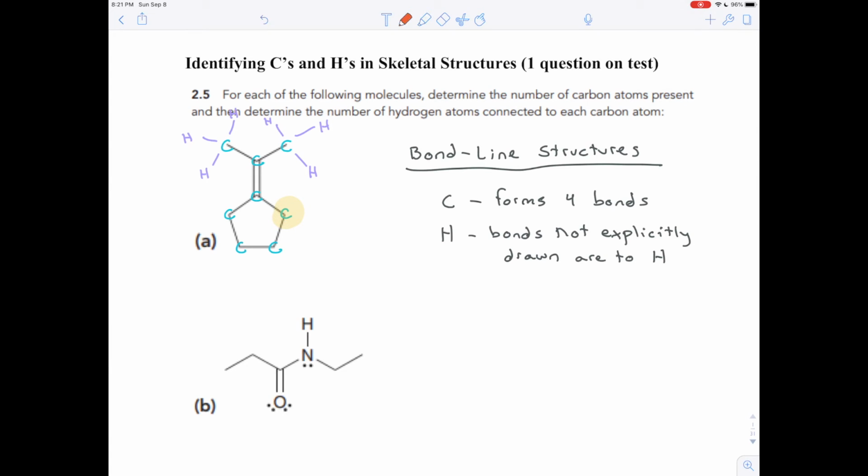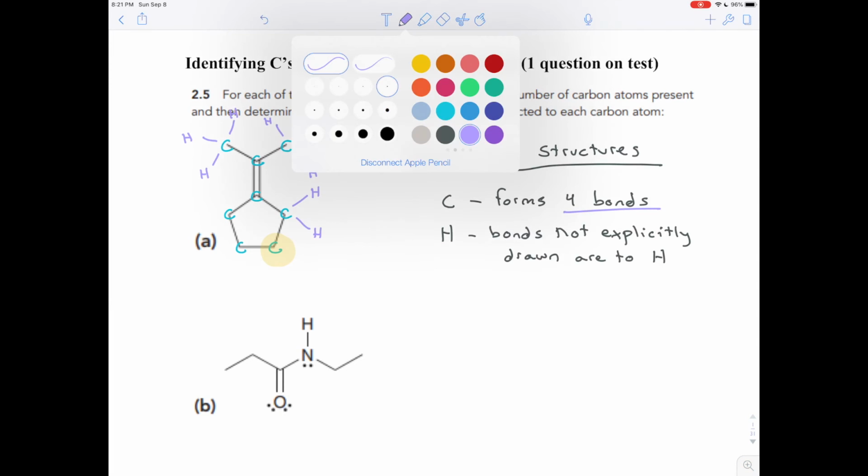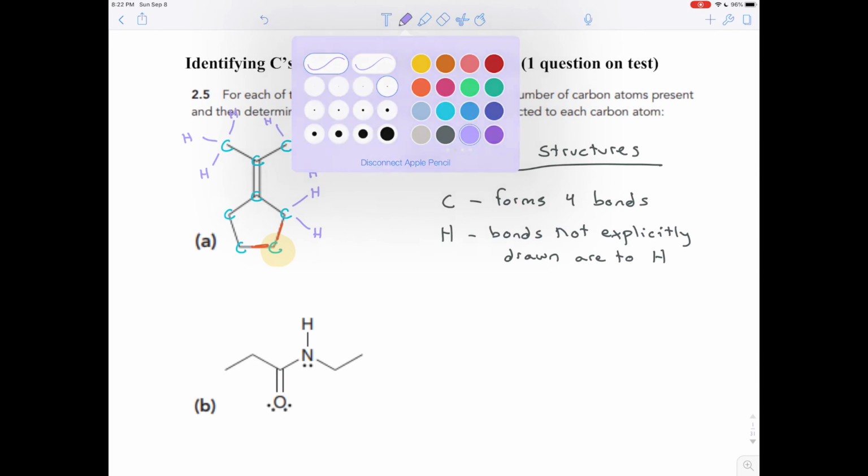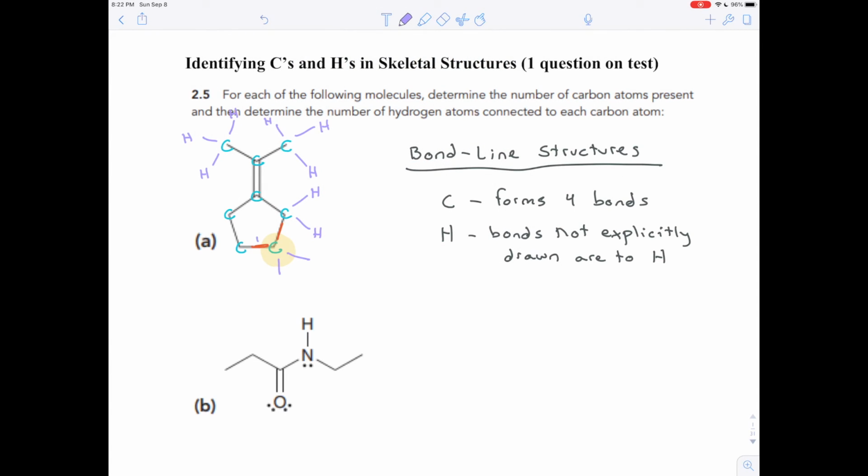This next carbon here has 1, 2 bonds explicitly drawn in. Since carbon forms 4 bonds, we would have to add 2 more, and those implied bonds will go to hydrogen. This next carbon down here has only 1, 2 bonds drawn in. Since carbon forms 4 bonds, we'll have to add 2 more bonds to that. 1, 2, so it's a total of 1, 2, 3, 4. And those implied bonds go to hydrogens.